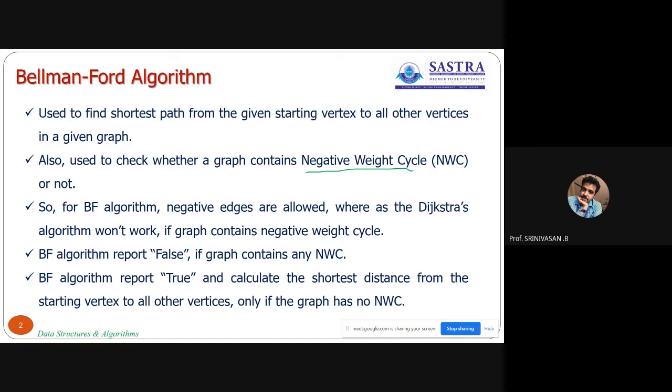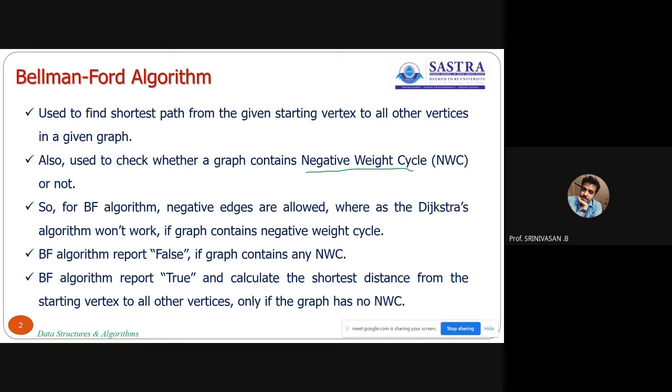So the Bellman-Ford algorithm is useful for checking whether the graph has a negative weight cycle or not. If it contains a negative weight cycle, the Bellman-Ford algorithm returns false. False means I cannot find the shortest path, that is what it says. But Dijkstra does not say that. It will give some answer, which will be a wrong answer.